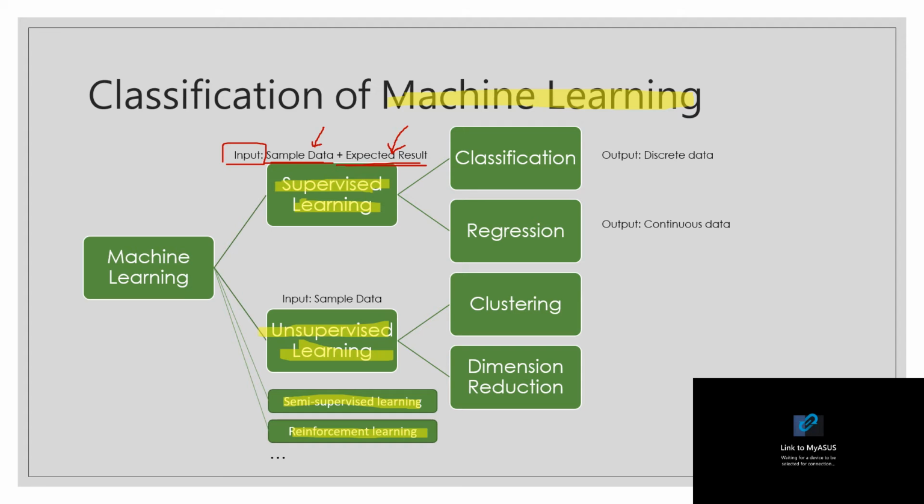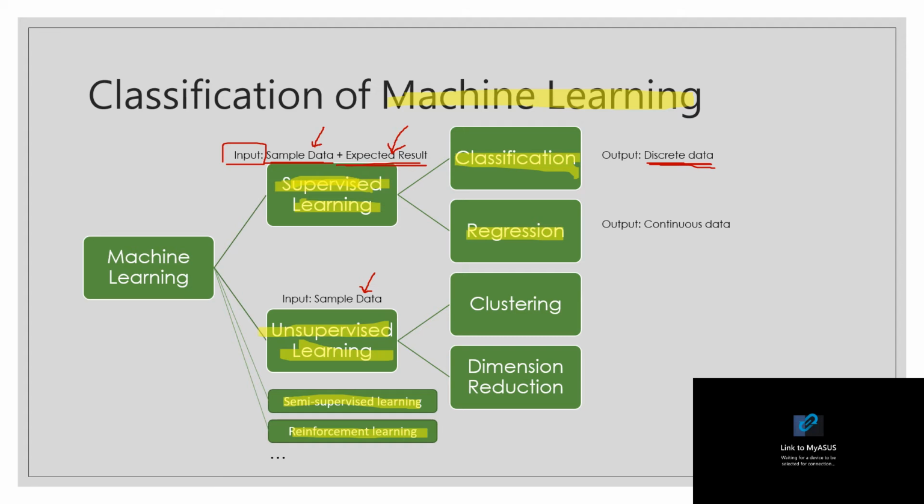For unsupervised learning, we only give them the sample data, that means the images. It's a perfect example. We just give them the images and do not tell the machine what the expected result is, so we let the machine cluster the images. Inside supervised learning, we can have two different kinds of things. One is called classification, and the other is called regression. Classification means that the output is discrete data. For example, it's the image, right?